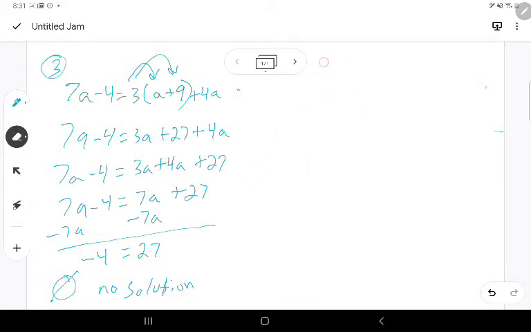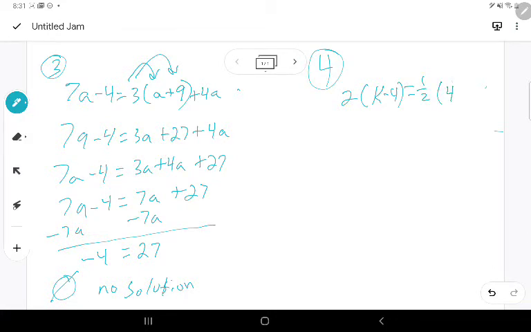All right, number 4 said 2 times k minus 4 equals 1/2 times 4k minus 16. Again, on both sides, we have to distribute, okay? So 2 times k is 2k. 2 times negative 4 is negative 8. 1/2 times 4k would be 2k, and 1/2 times negative 16 would be negative 8.